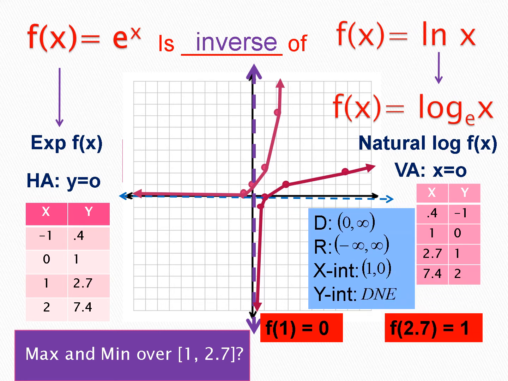And then if I were to put into my calculator f of 2.7, it might not give me exactly 1, because remember the calculator is using that big old version of e. But ln of 2.7 would be 1. You can also see that off of your table, because when x is 2.7, the y is 1. So f of 1 equals 0. Is that going to be the min or max? Well, 0 is going to be the min. And then f of 2.7 is 1, so that's going to be the max.